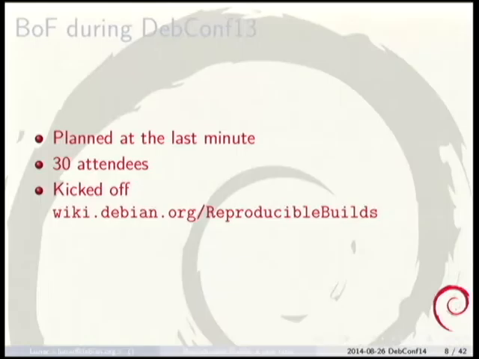So what happened is, after the example of the Tor browser, I scheduled a really last-minute BoF during DebConf 13 in Switzerland, and I was very surprised because about 30 people showed up. And we had an interesting 45-minute discussion, which was short, but still. And that kicked off the wiki page Reproducible Builds.